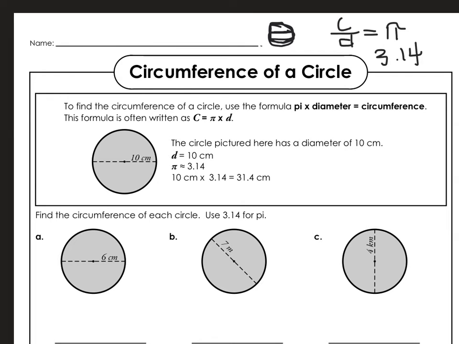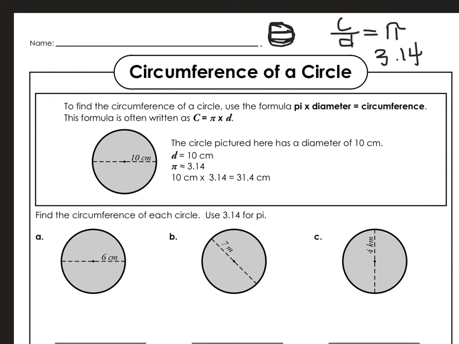Now, if we look here at this page, it says to find the circumference of a circle, use pi times diameter equals circumference. This formula is often written as C equals pi times D. So, to find any circumference of a circle, remember the circumference is just the distance around. So you could think of it as the perimeter of a circle, the distance around the circle: you just take pi and multiply it by its diameter. Now when you do this, you could use the pi button on the calculator, or you could use 3.14. And you're going to get this long decimal, so let's round to the nearest tenth.